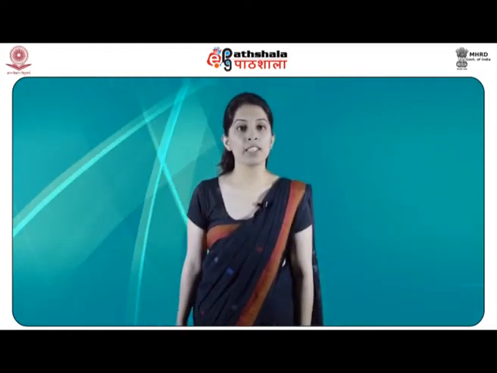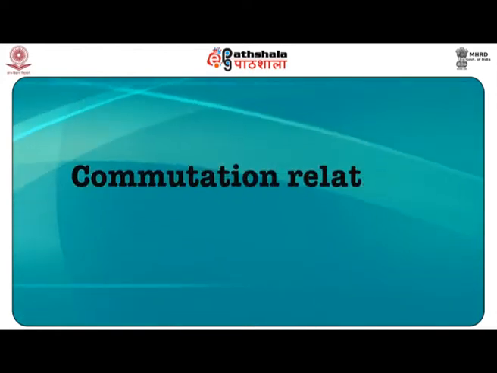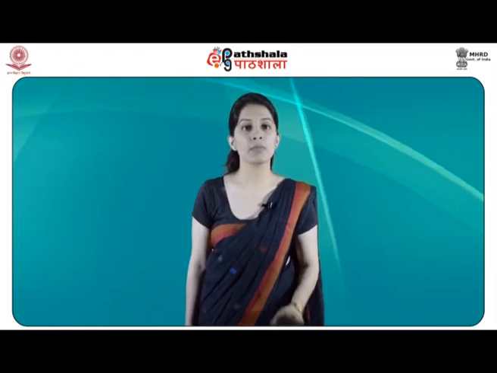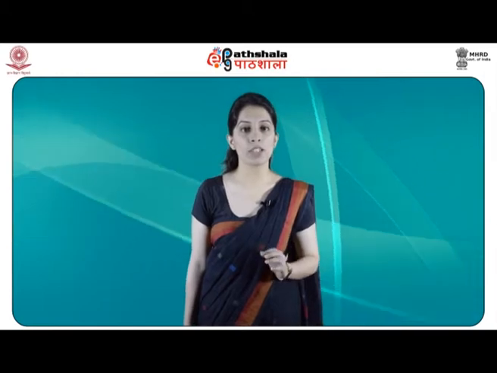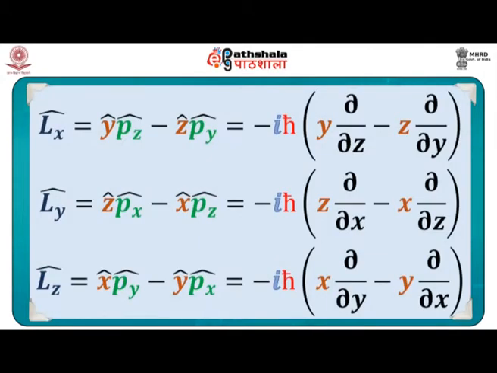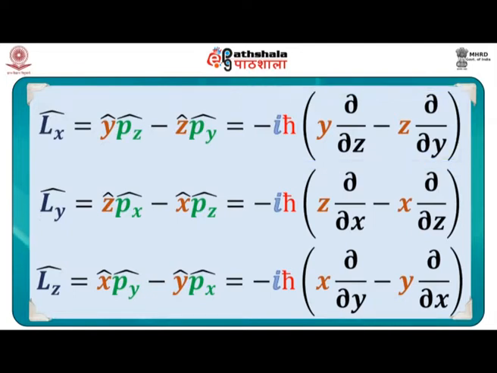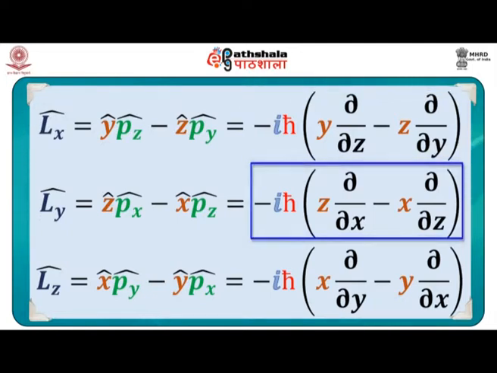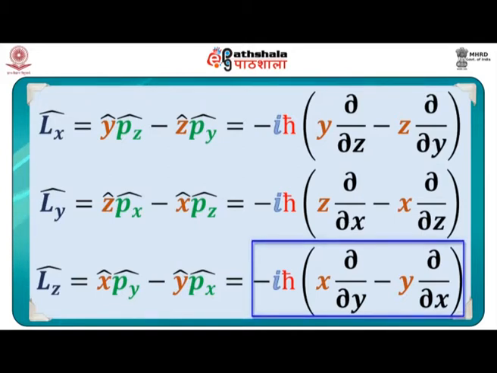Now, before solving the eigenfunctions and eigenvalues of the angular momentum operator, we will first derive some important commutation relations between angular momentum components. The quantum mechanical operators for the components of orbital angular momentum are given by the equations: Lx, as we have already defined, is minus iota h cross (y del by del z minus z del by del y). Likewise, Ly is minus iota h cross (z del by del x minus x del by del z). And similarly, Lz is equivalent to minus iota h cross (x del by del y minus y del by del x).